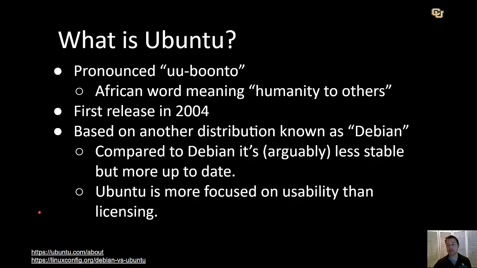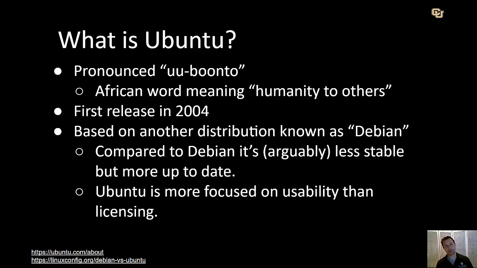The first release was back in 2004, and it's based on another popular distribution known as Debian. The motivation behind Ubuntu over Debian is that it might be slightly less stable, but it's also going to be more up to date, with more recent software packages available than what you'd find in Debian. It's also more focused on usability than licensing. What that means is that in Debian, there's an emphasis on free software. Again, free, as I mentioned before, as in liberty, like your freedom to do whatever you want with the software and to have access to the source code.